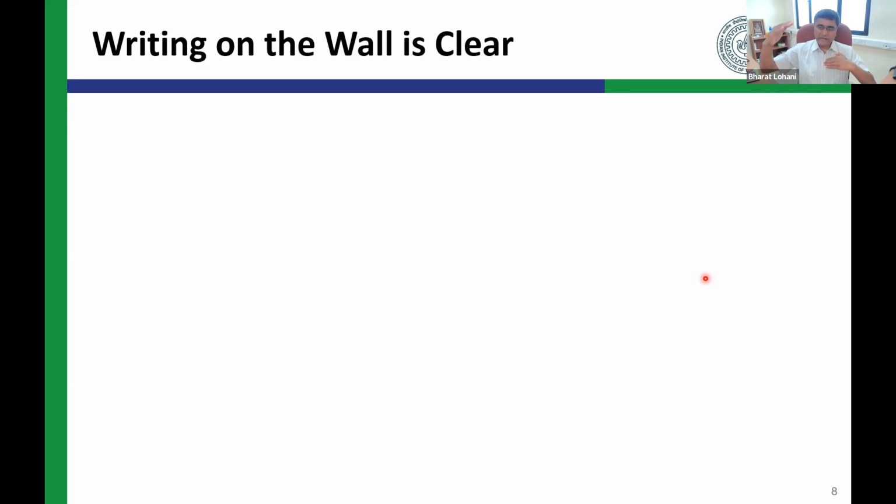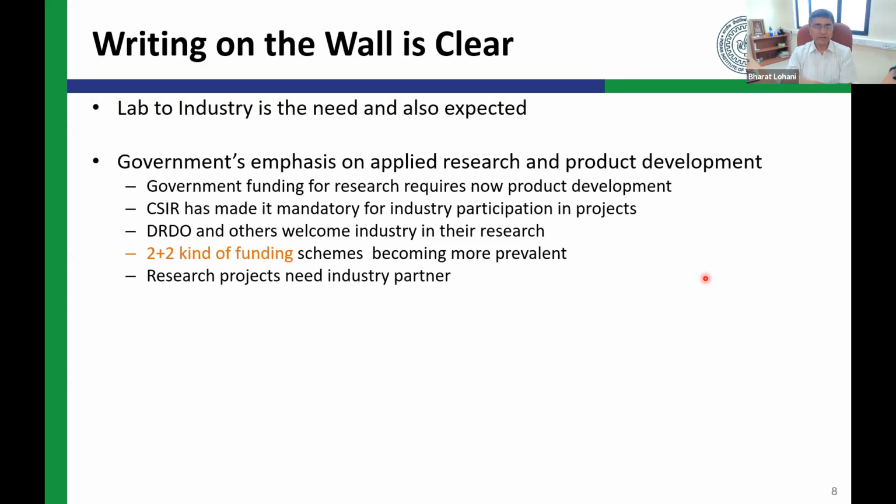Over a decade, we design our course curriculum. For the postgraduate, for example, we are saying that the MTech thesis should lead to research publications, perfect. But at the same time, we are also saying that an MTech thesis should also lead to the development of a product. And this product development can be done while we work along with the industry. So this is what I write here, the writing on the wall is very clear, that this necessity is being realized everywhere. And lab to industry has become a need.